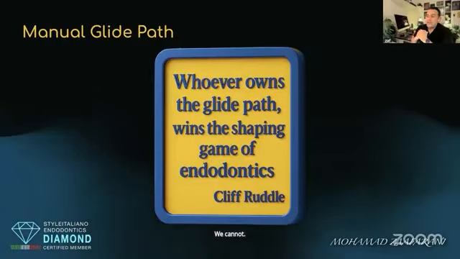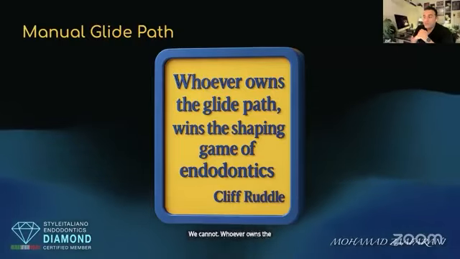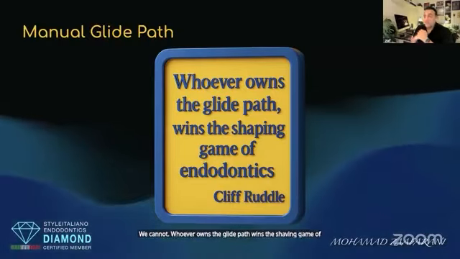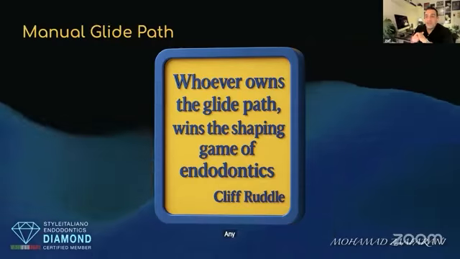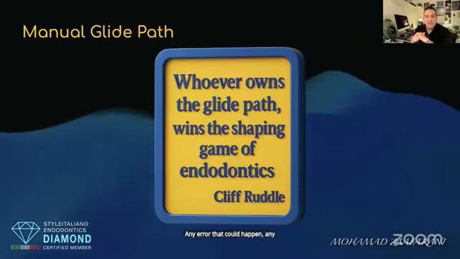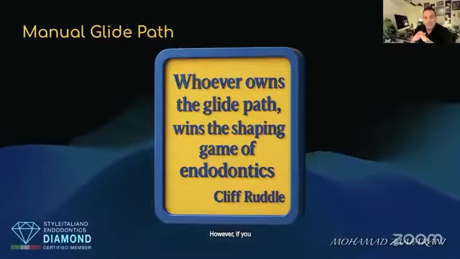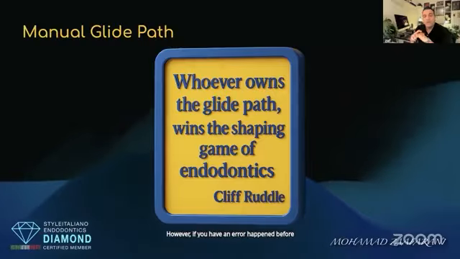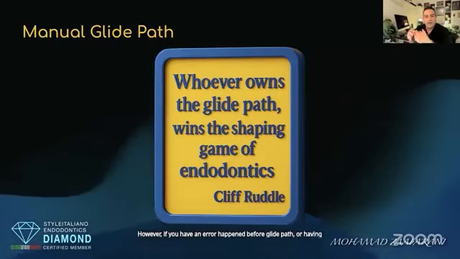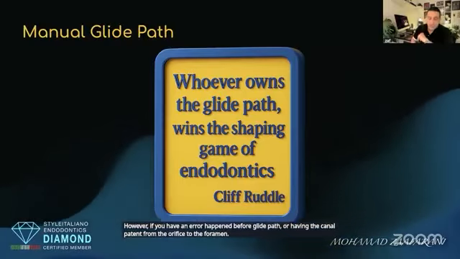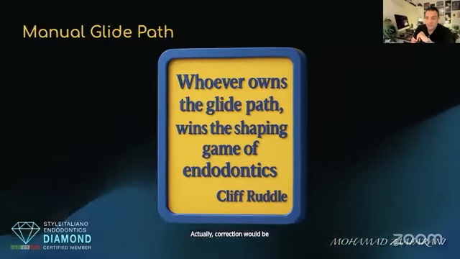Cliff Ruddle stated that whoever owns the glide path wins the shaping game of endodontics, because any error that happens after the glide path is established would be easy to correct. However, if an error happens before the glide path, before having the canal patent from the orifice to the foramen, correction would be too difficult.